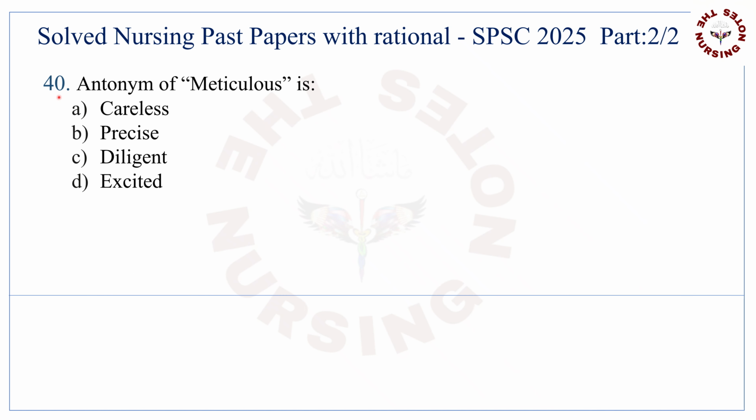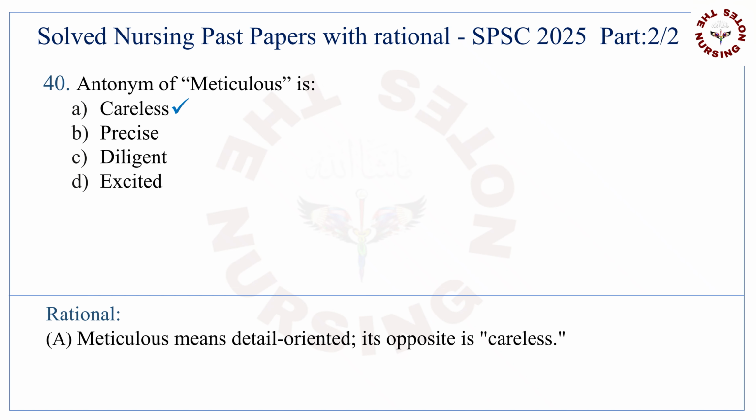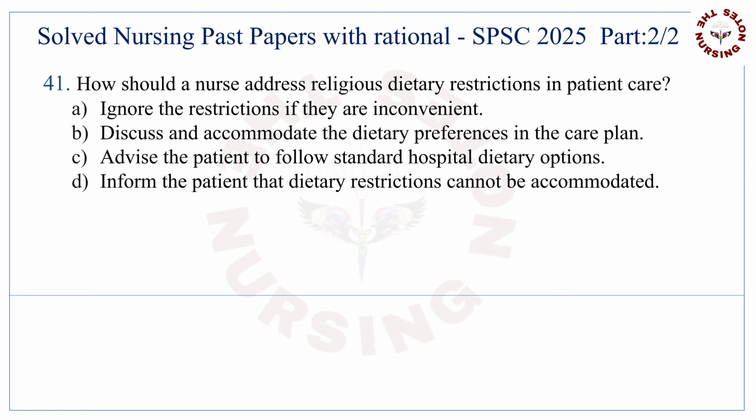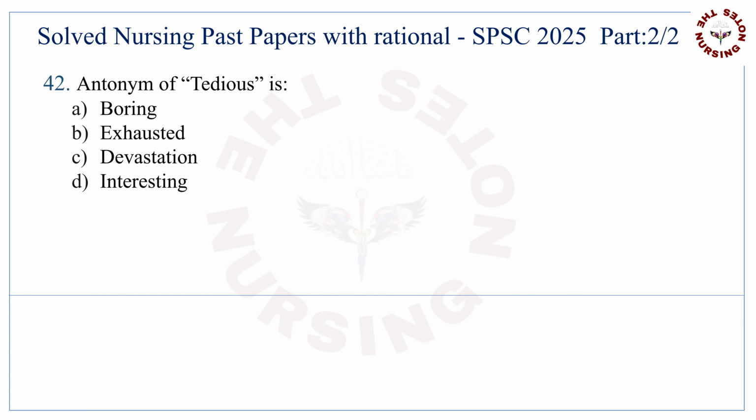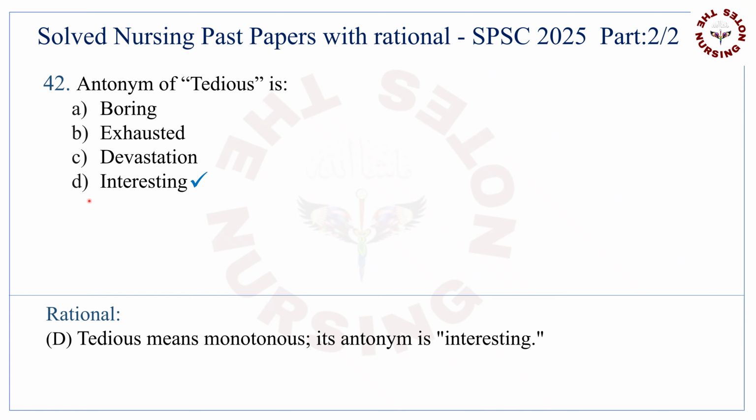Question number 40, antonym of meticulous is. Question number 41, how should a nurse address religious dietary restrictions in patient care? Correct answer is B, discuss and accommodate the dietary preferences in the care plan. Question number 42, antonym of tedious is. Correct answer is D, interesting.